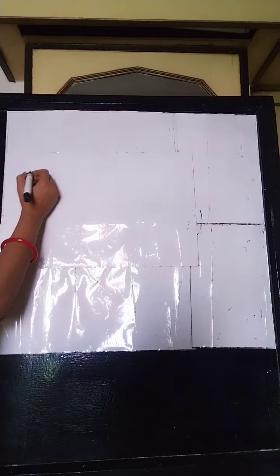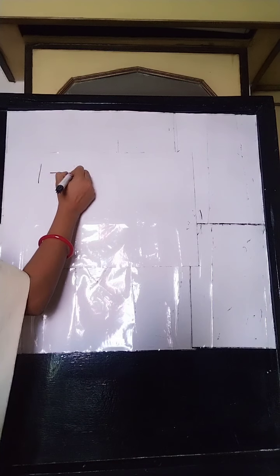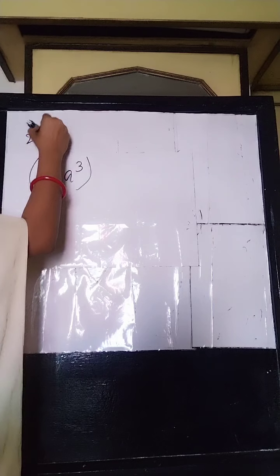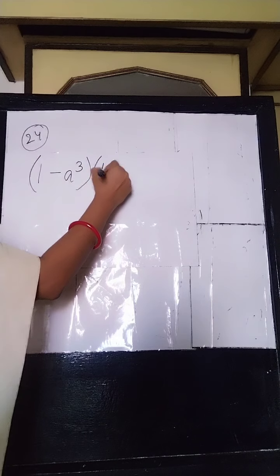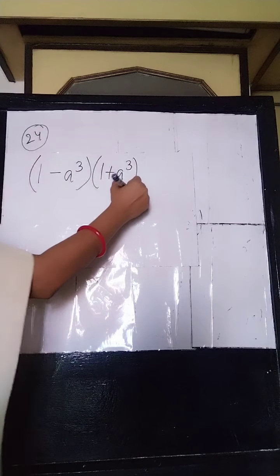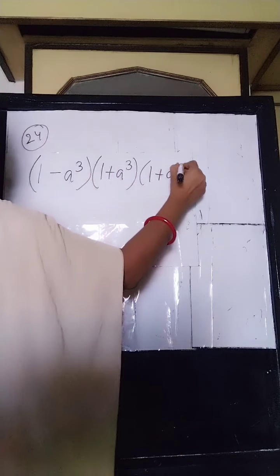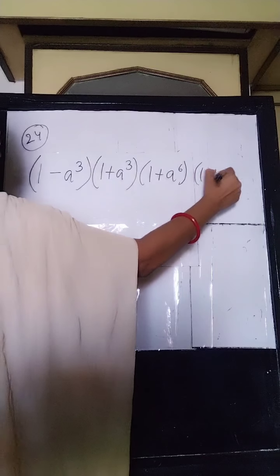1 minus a cube. Sum number 24 we are doing. 1 minus a cube in one bracket and then 1 plus a cube in other bracket. And then 1 plus a to the power 6 and then 1 plus a to the power 12. These all will be kept in separate brackets. That means it is the product, signifying the product.